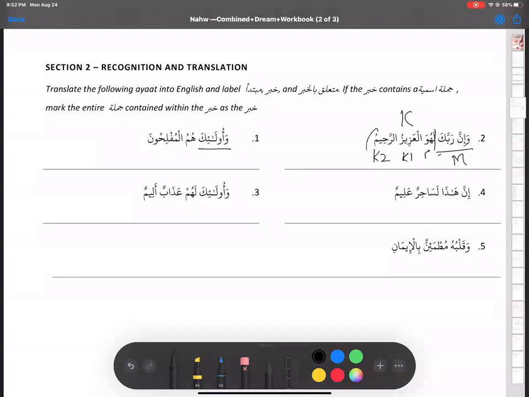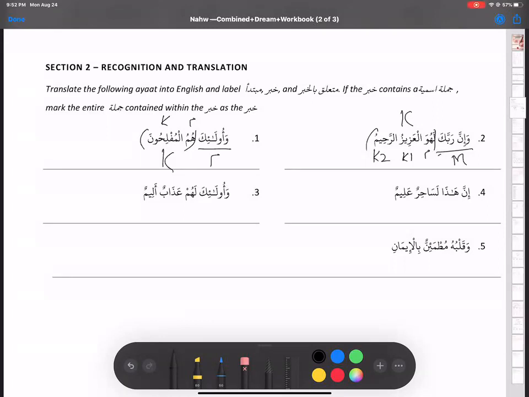Okay, now wa ulaika humul muflihun. What do you say? Ulaika is ism ishara. It's mubtada, so this is our mubtada. And what is humul muflihun? Muflihun is a khabar. And then whom again is our mubtada, and muflihun is our khabar. Make sense? Okay.